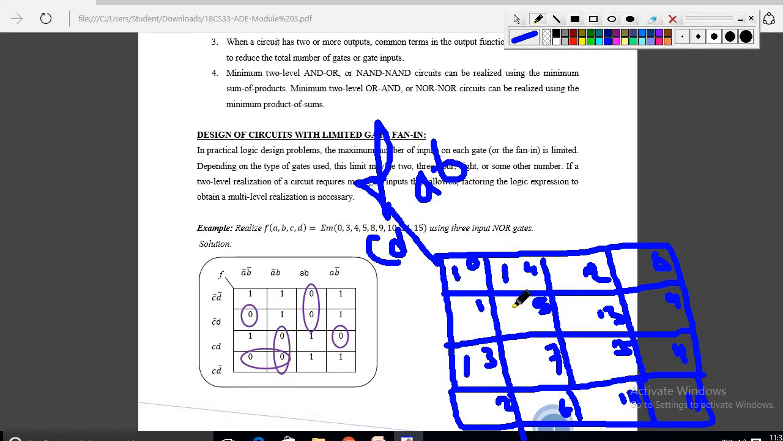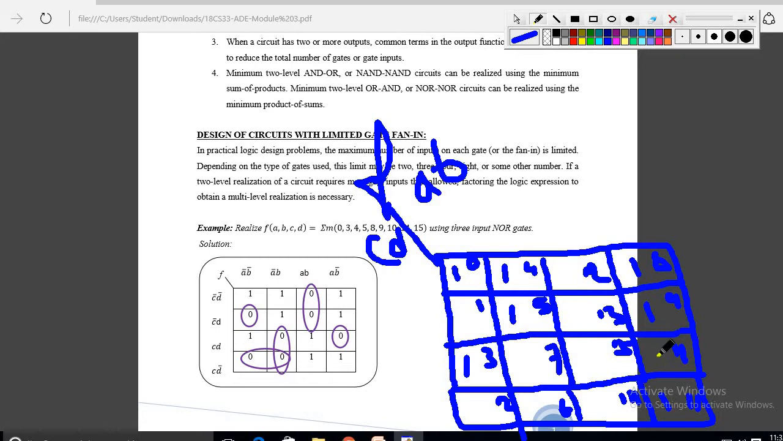And 5, where is 5 here? So put 1. 8, where is 8 here? 8 is here, so put 1. Where is 9? Put 1. Like that, wherever I have marked the decimal notation here, I have to put 1 here. So 9 is 1 and 10 is 1. Okay, 10 is 1. Is it clear?